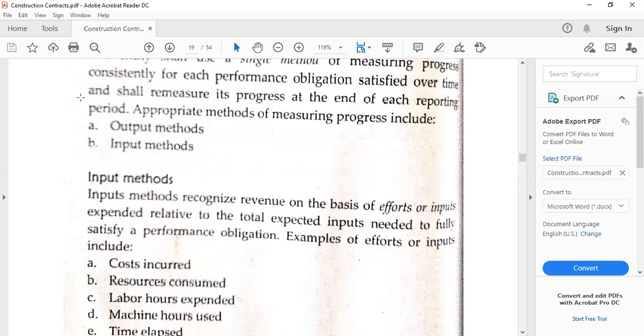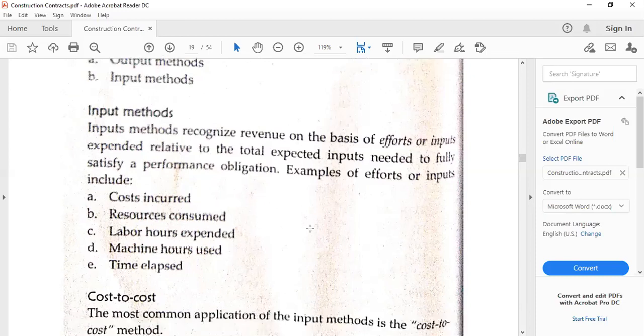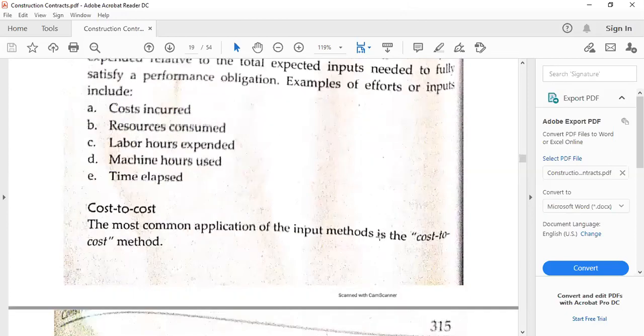And then we said that there are two methods of measuring progress. We have the output and input. Then we started with input methods on which the basis would be efforts or inputs expended relative to the total. So in that case, you will get the fraction of it or the percentage. So the numerator would be what were the efforts or inputs respectively expended to date over the total expected inputs to be used.